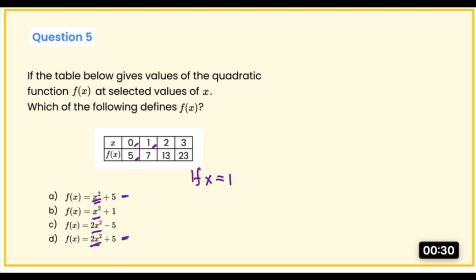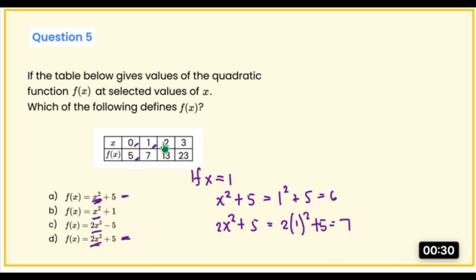So let's say, for example, if we try the first option, x squared plus 5, we will get 1 squared plus 5, which is just 6. But if we try it for the last option, which is 2x squared plus 5, this gives us 2 times 1 squared plus 5, which is equal to 7. So we have x equals 1 and we should get 7. So that means it's option D. That is the correct answer.